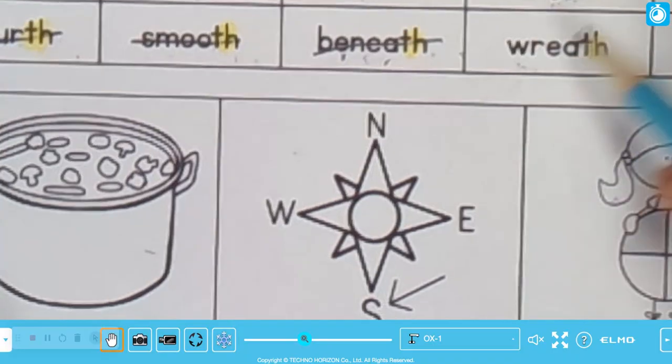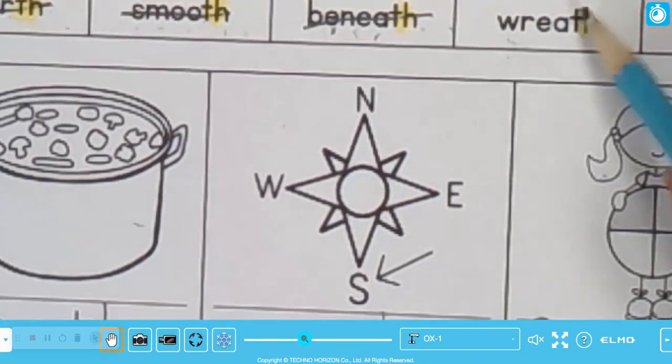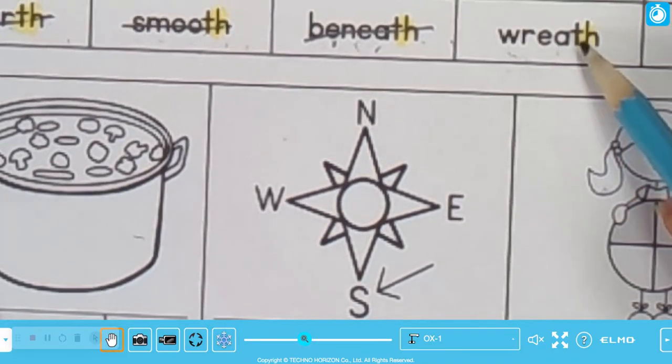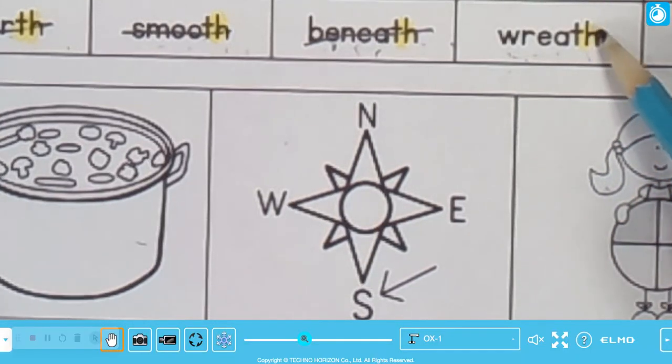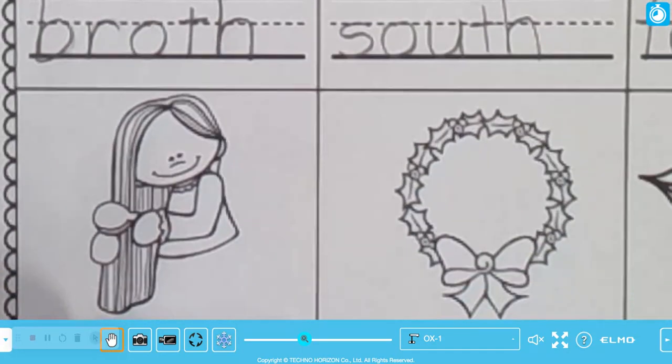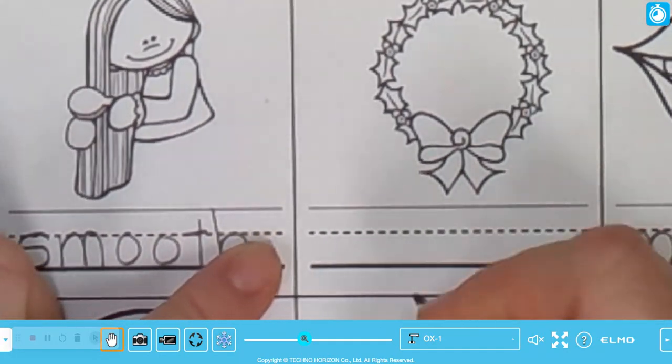Let me find it. Wreath. Okay, so how do you spell wreath? Right here. Wreath.